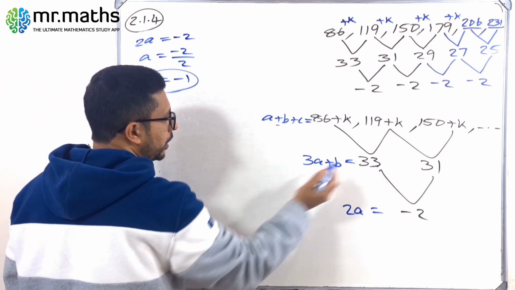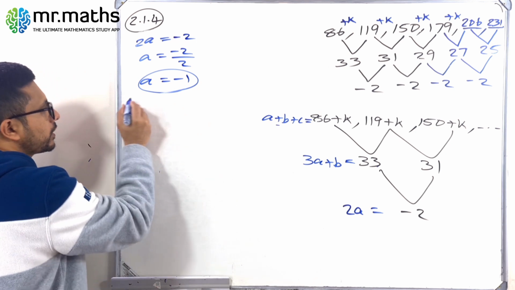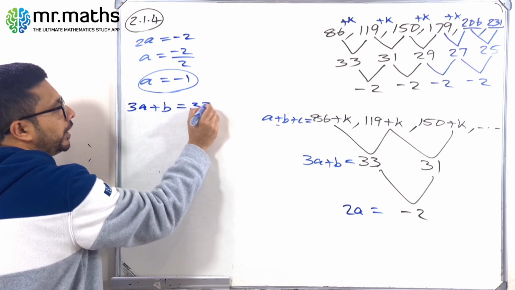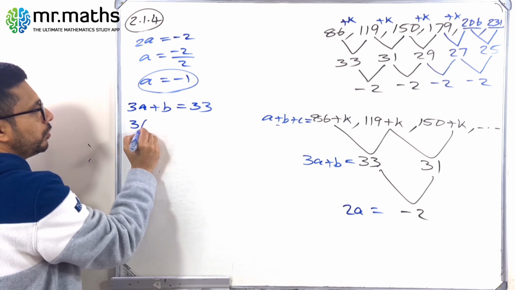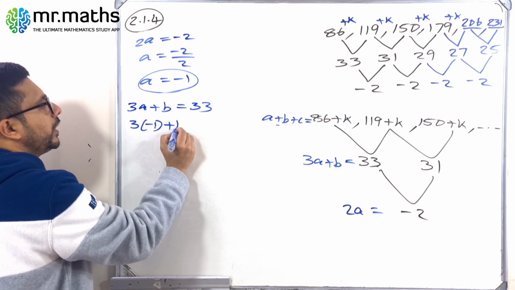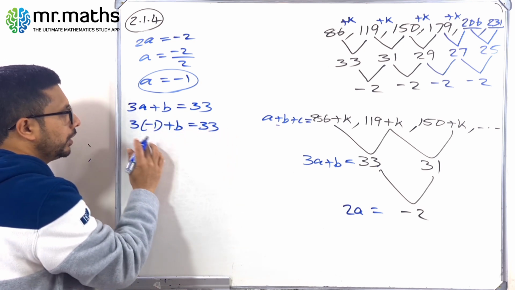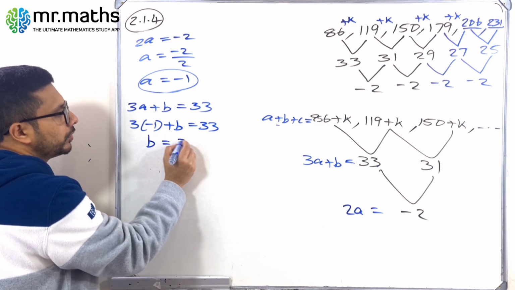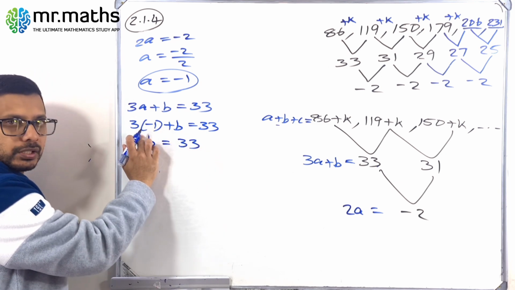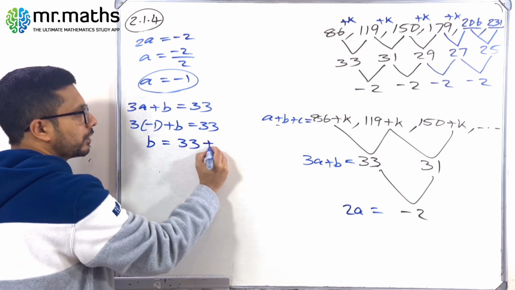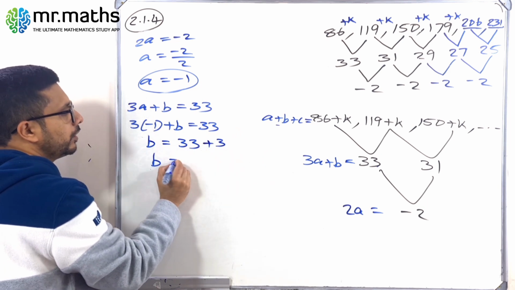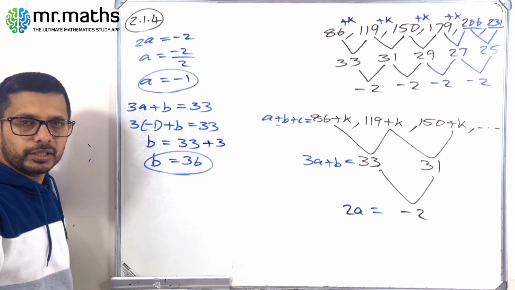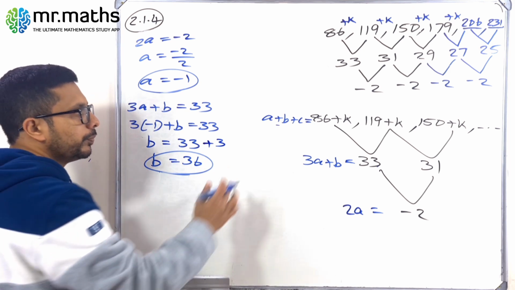Now the next one, 3a plus b, there also we will get the same answer. 3a plus b is equal to 33. So 3 into minus 1 plus b is equal to 33. 3 into minus 1 is minus 3. So b is equal to 33, and this is minus 3. Take it to the other side, so it is plus 3. So what is b? b is equal to 36. This is also the same thing. Am I right? Okay.